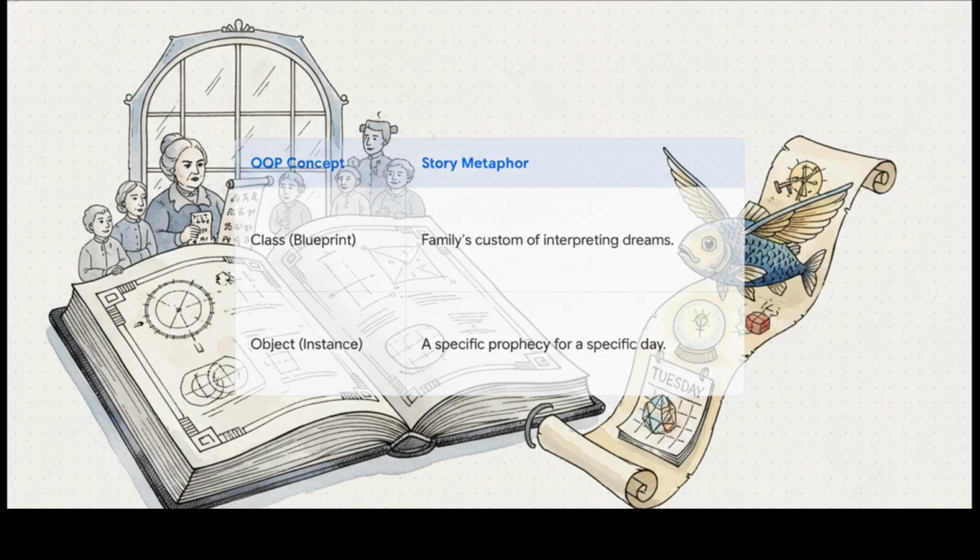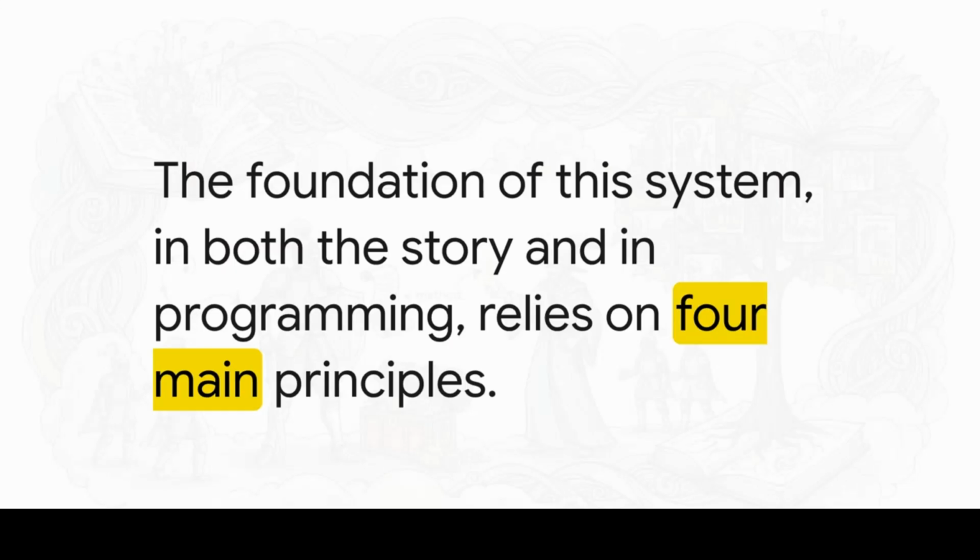Now, this kind of system, whether you find it in a magical story or in a piece of software, doesn't just work by accident. It's built on 4 fundamental principles. You could call them 4 pillars that give it all its structure and power. So let's break them down.